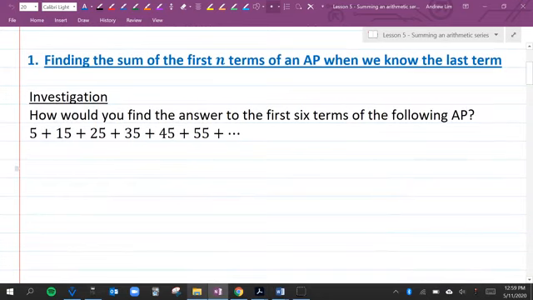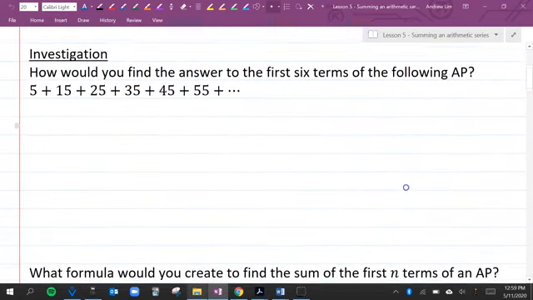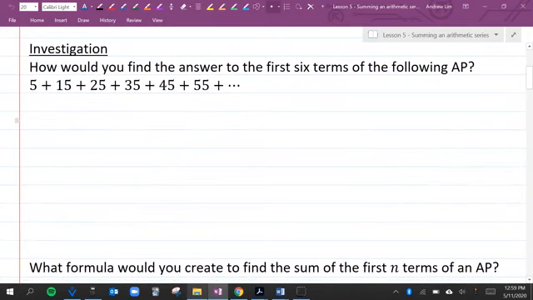So here, let's have a look at an investigation. How would you find the answer to the first six terms of this AP? 5 plus 15 plus 25 plus 35 plus 45 plus 55. There's six terms here. How would you find the answer to that? Maybe pause the video, have a go with it yourselves, and then I'll go through this.